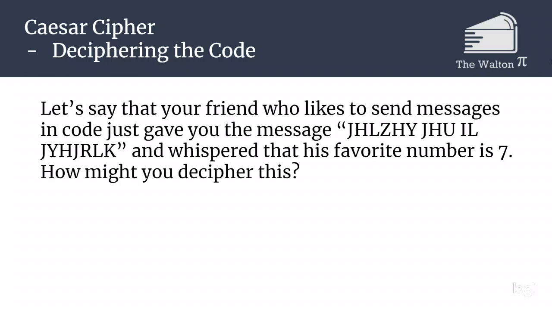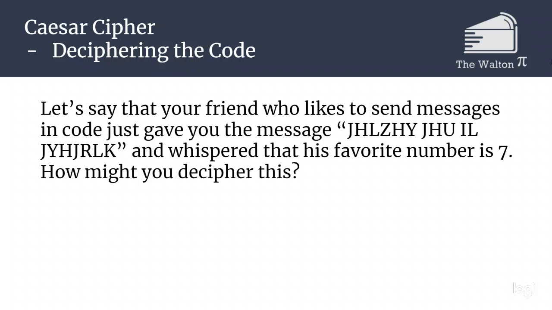So let's say your friend who likes to send messages in code gave you the message JHLZHY JHU IL JYHJRLK and whispered that his favorite number was 7. How might you decipher this? Well, odds are this is probably a Caesar cipher. So, if we can figure out the key that was used to encrypt it, we should be able to unencrypt it, or to decrypt it.